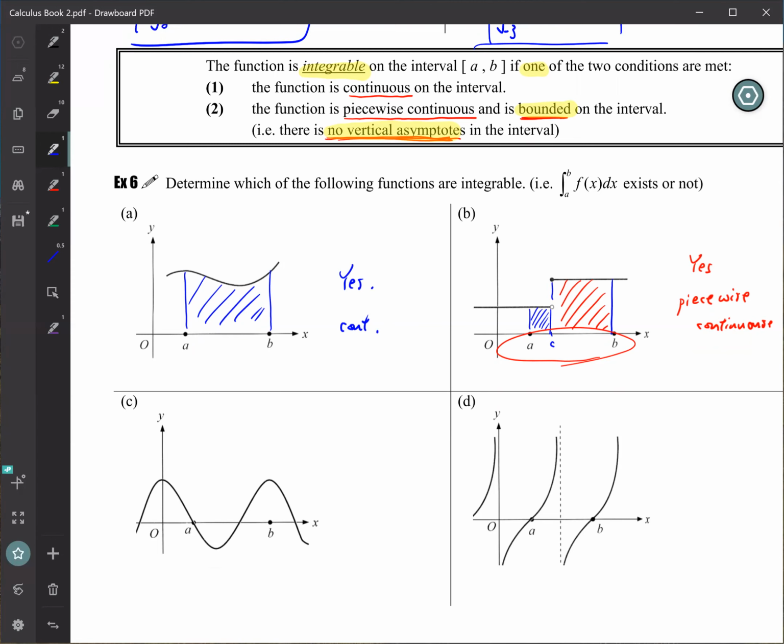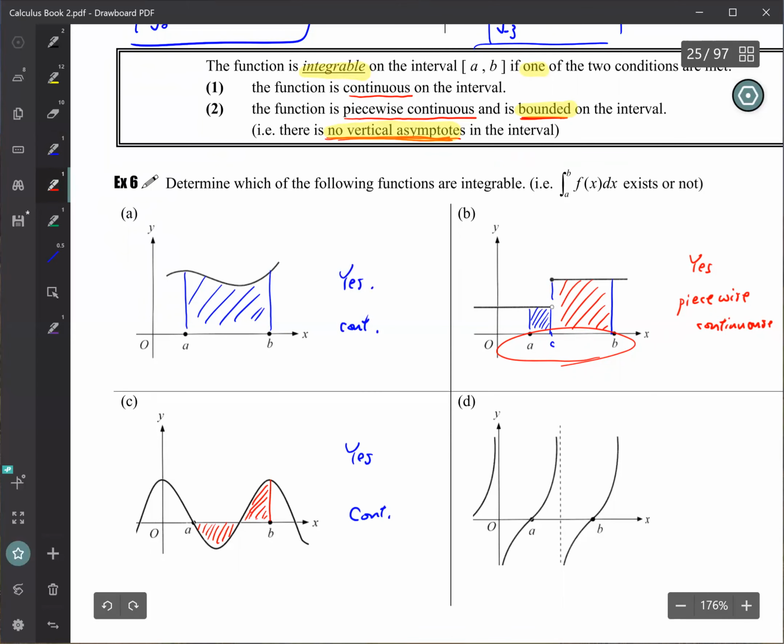Yeah, also yes. This one's continuous, but part of the area is negative, just like the example we saw before. One of them is positive, so you get the net of the two. So this one is integrable because it's a continuous function. Okay, next one, is the function integrable?